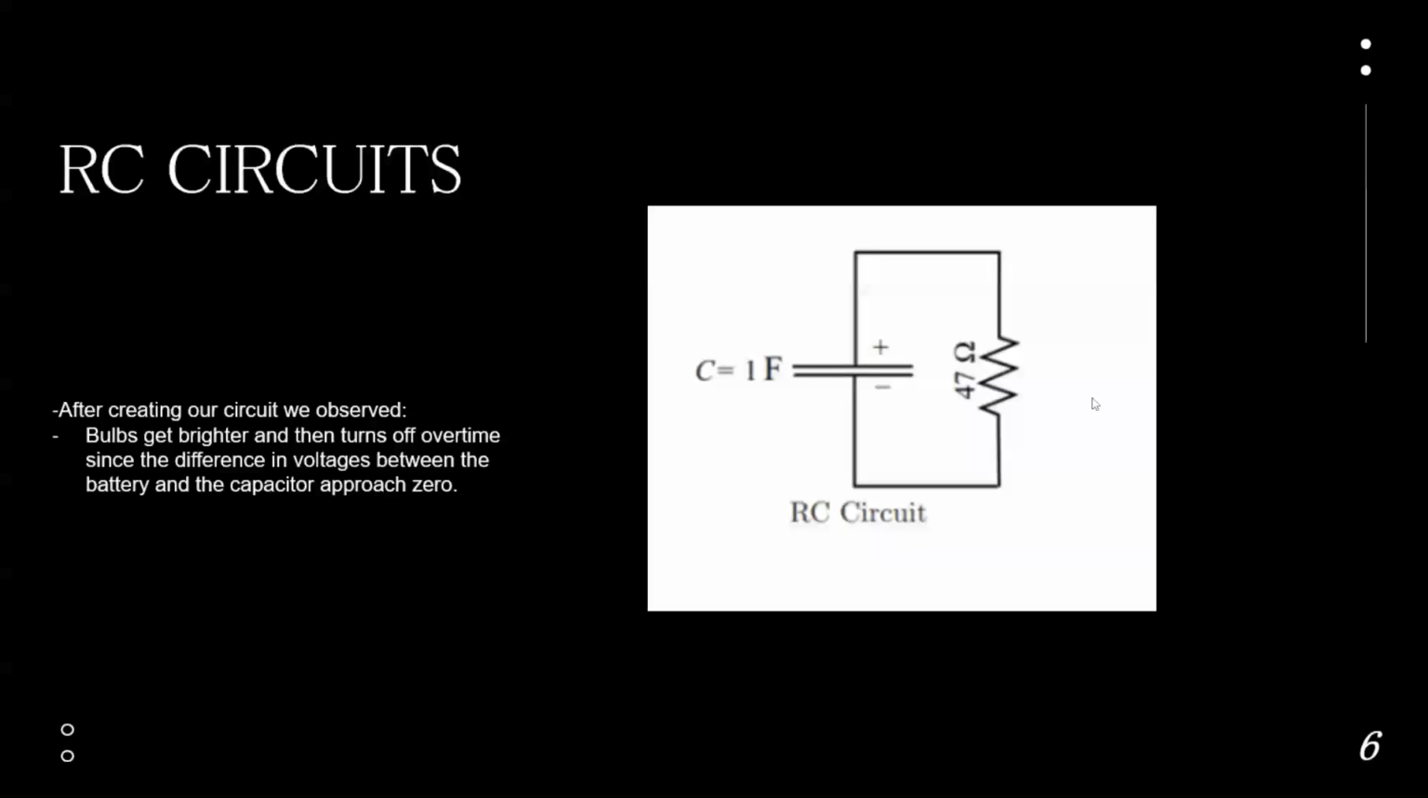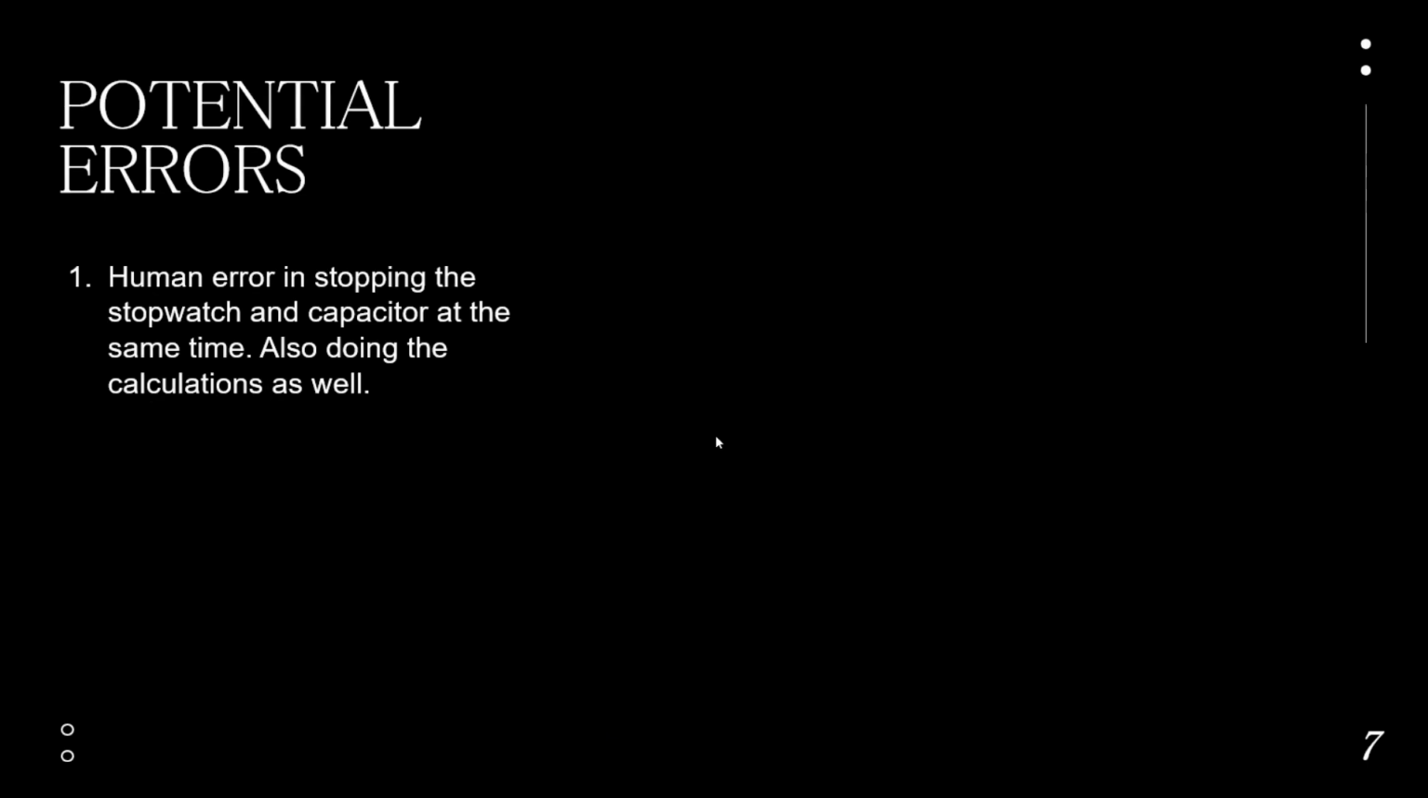And then for RC circuits, after creating our circuit, we observed that the bulbs got brighter and turned off over time since the difference in voltages between the battery and the capacitor approached zero. Potential errors: human error, more than likely, because we had to stop the stopwatch and the capacitor at the same time, and then also perhaps some of the calculations while we were doing the math.